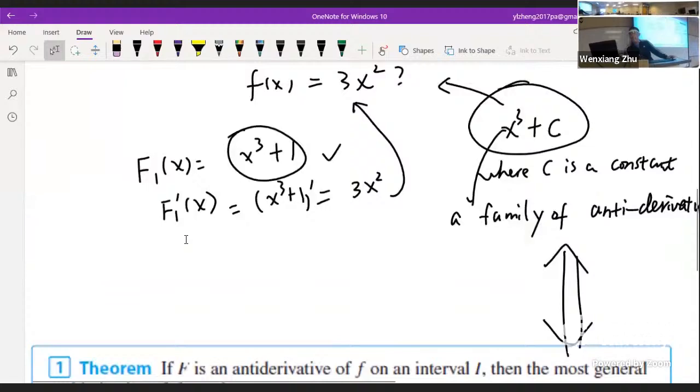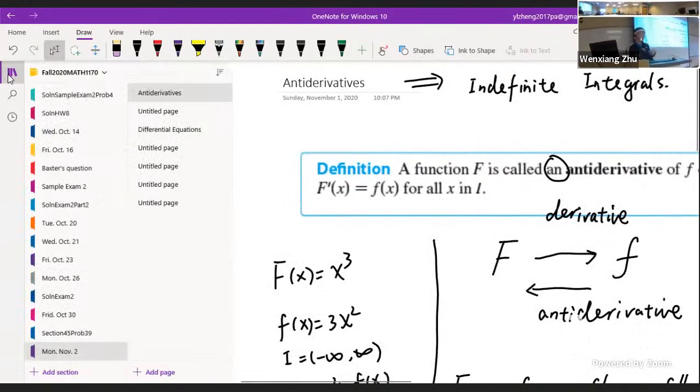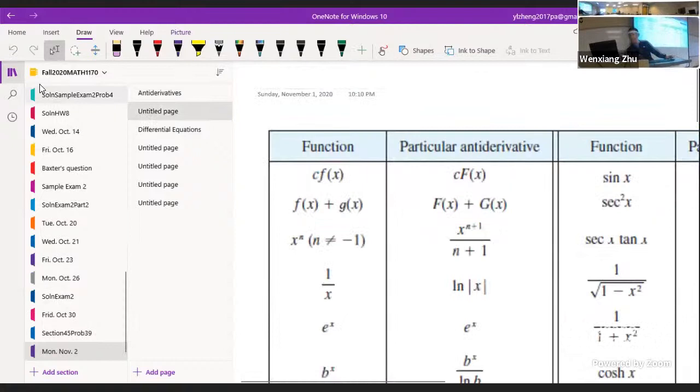So we know the idea, we see this example. Now the big question is, I will be giving you any function little f. Can you find an antiderivative for that little f, or can you find the whole family, the most general antiderivative of that f? From the way we just did, whenever you have a differentiation rule, you just go backward and you can find the antiderivative. So now let's see how we're going to find the antiderivative.